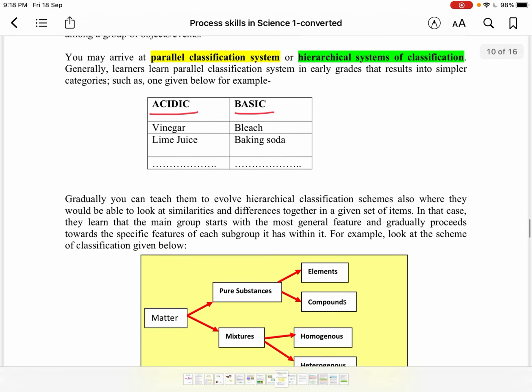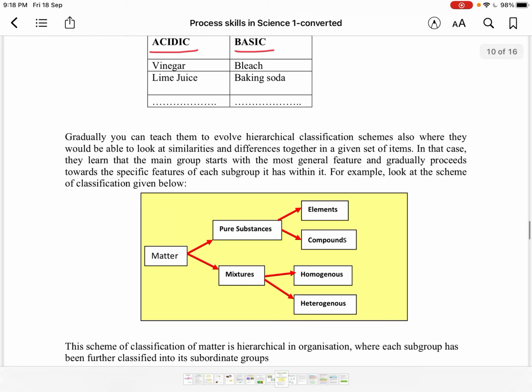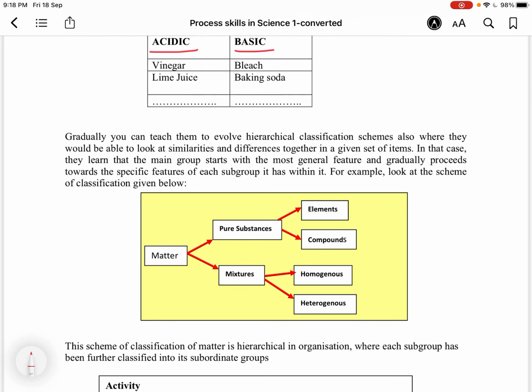And another one is the hierarchical classification. In this hierarchical classification, we have already done it in our school days: matter comes in chemistry. So matter can be of two types, mixtures and pure substances. And mixtures are further divided into homogeneous mixture and heterogeneous mixture.